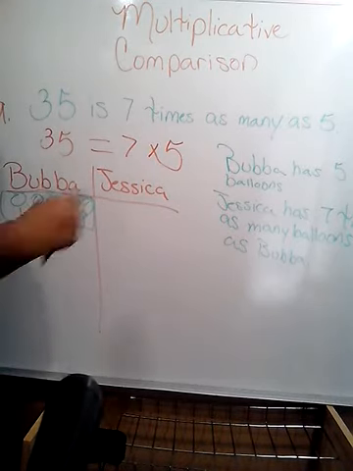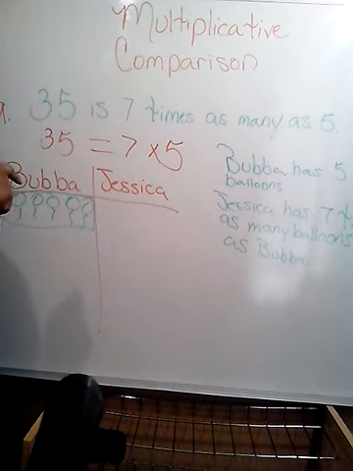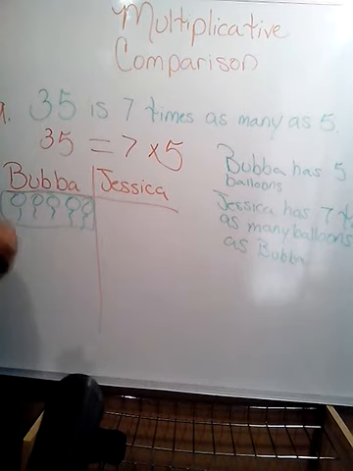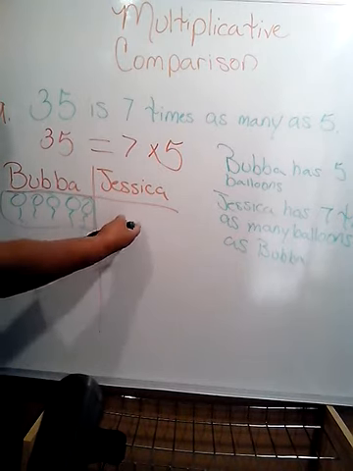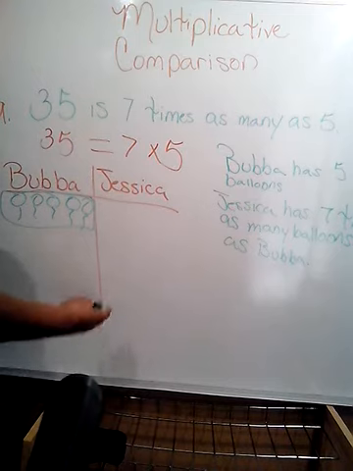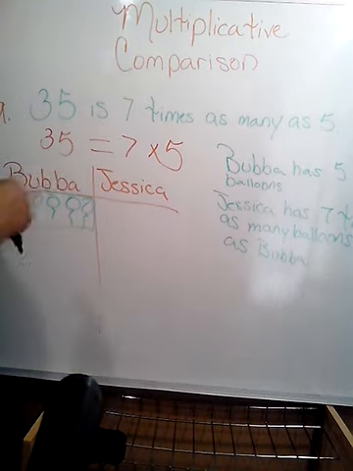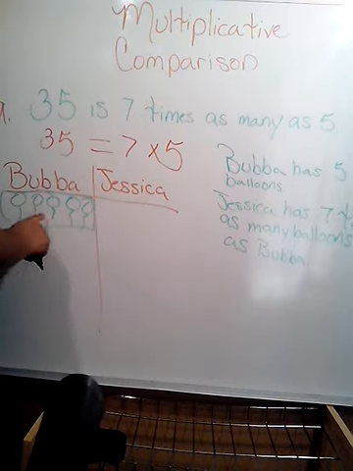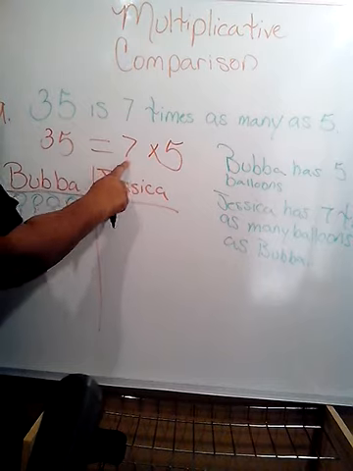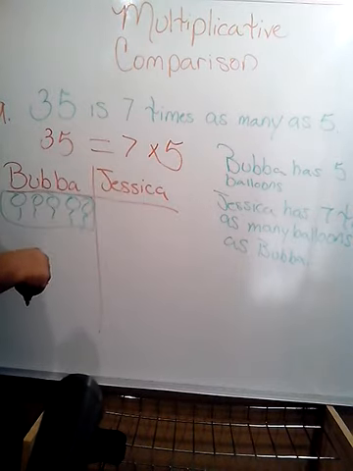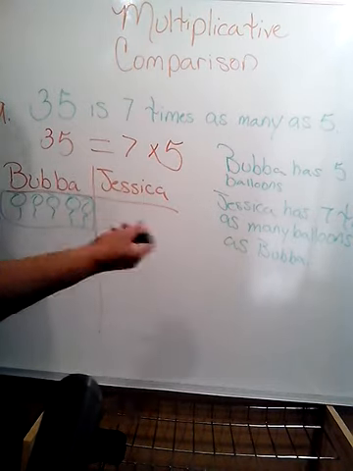To draw that, first of all, when I'm drawing this, since we're comparing the two, each group I draw has to have the same amount in it that Bubba has. Okay? So Bubba has one group of 5. That means Jessica is going to have 7 groups of 5. 7 times as many as 5.